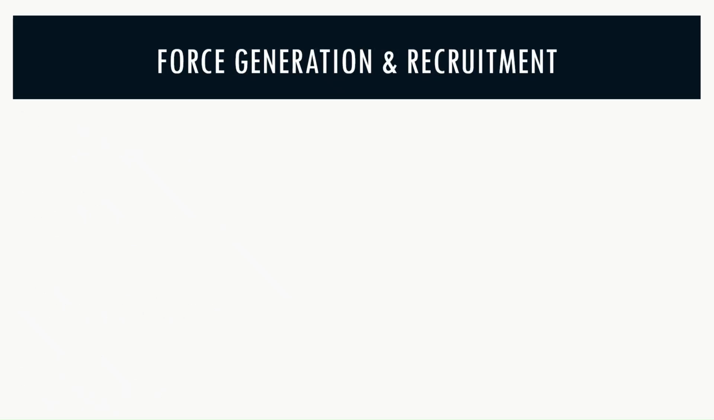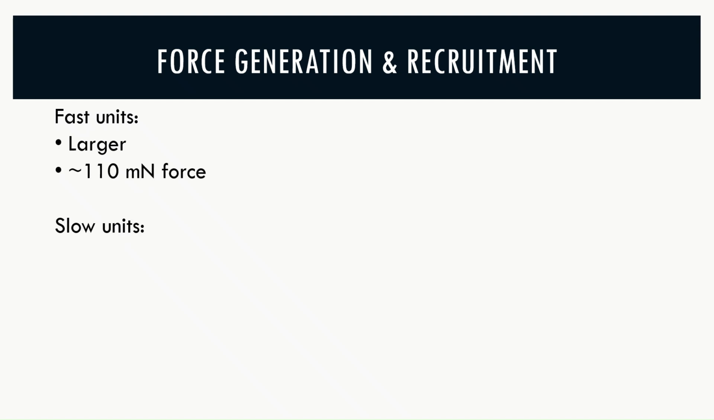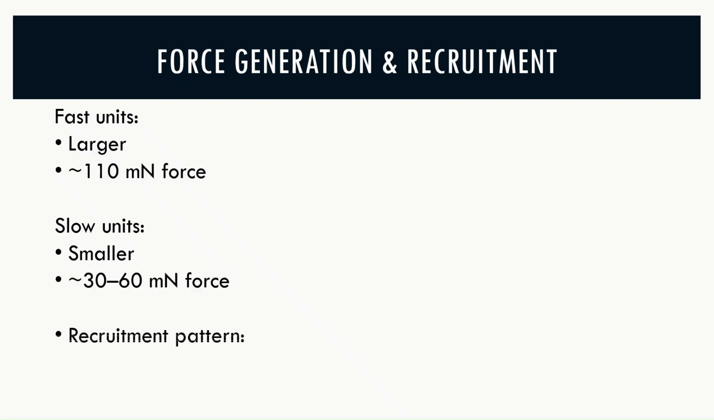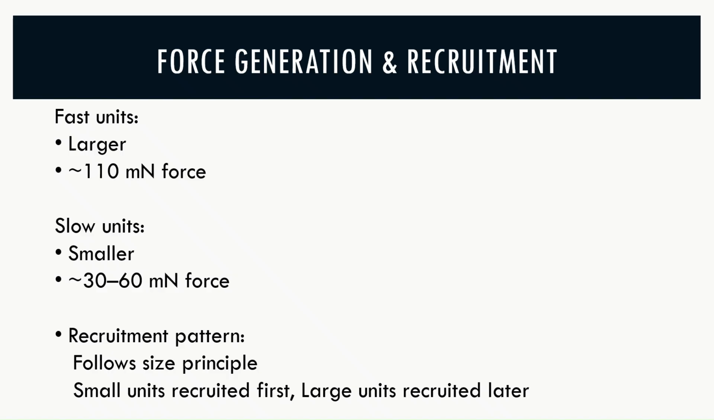Force generation and recruitment pattern of motor units. Fast motor units are larger and generate higher force, around 110 millinewtons. In contrast, slow motor units are smaller and generate lower force, typically between 30 to 60 millinewtons. Motor unit recruitment follows the size principle. Smaller fatigue resistant units are activated first, followed by larger units.